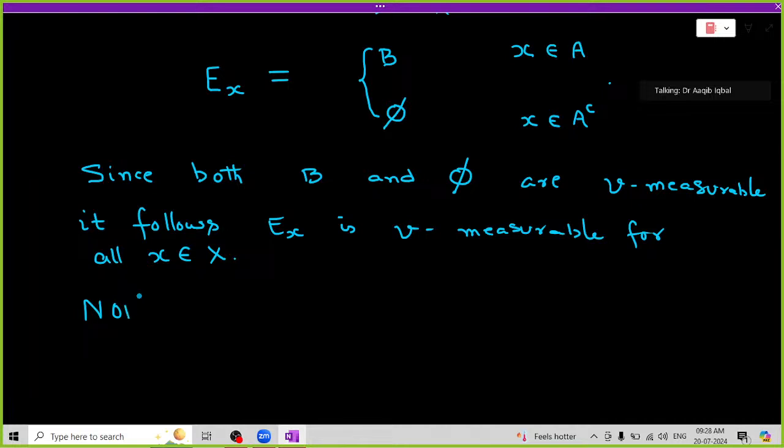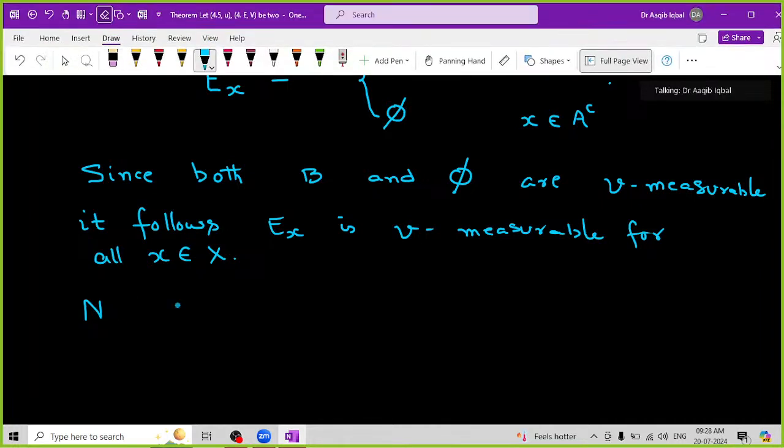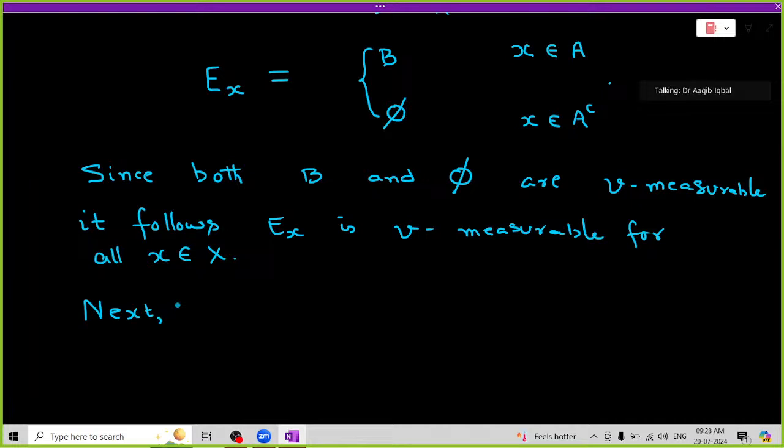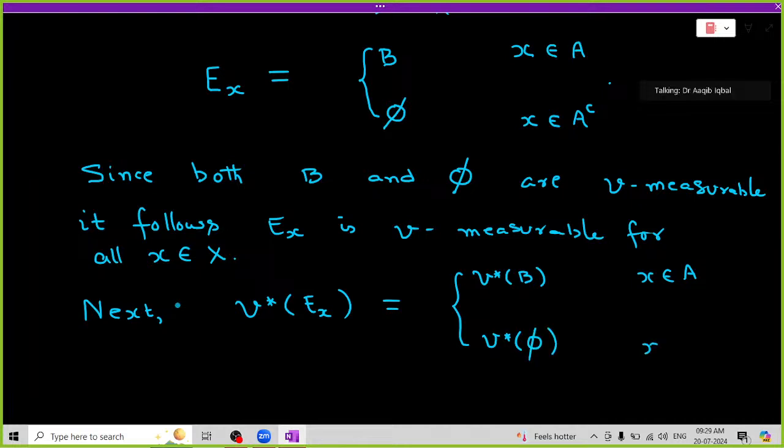Next, we'll consider the nu star, the outer measure of this E sub x. What will this be? E sub x is B or phi. So nu star of E sub x will be nu star of B when x is in A, and it will be nu star of phi when x is not in A, outside A.